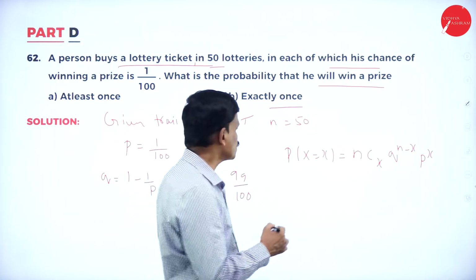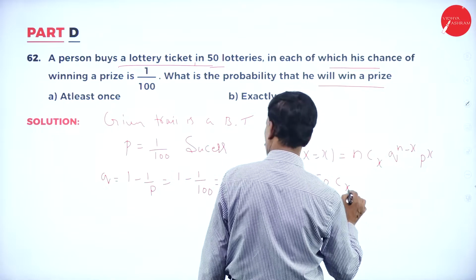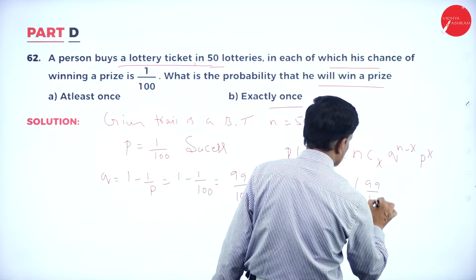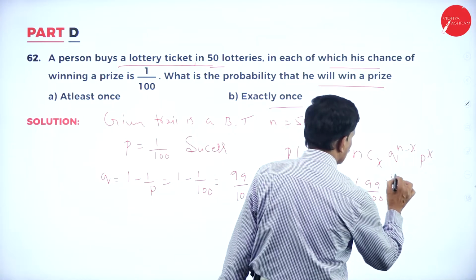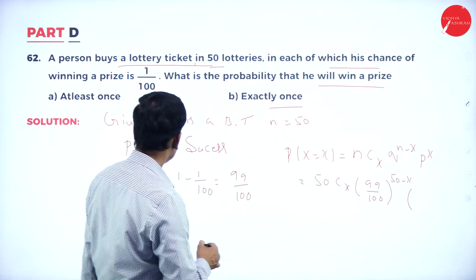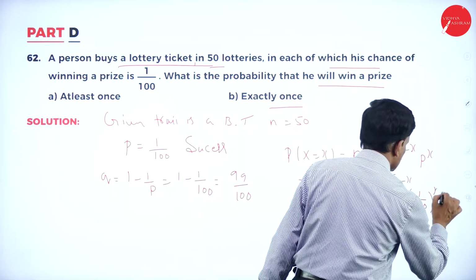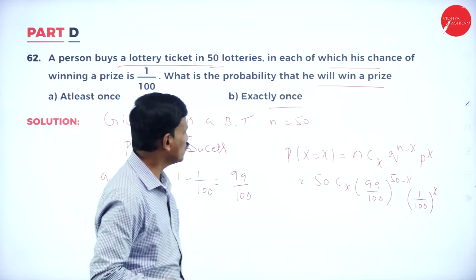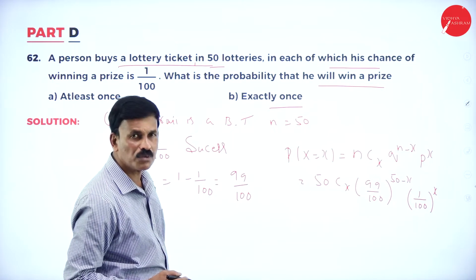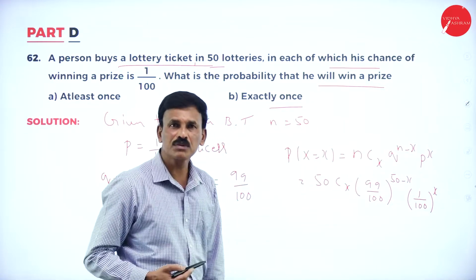Now, substitute the values. What is n? It is 50, so 50Cx. What is Q? Q is 99 by 100 to the power of 50 minus x, into P. What is P? 1 by 100 to the power of x. Okay, this is the problem. So, 50Cx into 99 by 100 to the power of 50 minus x into 1 by 100 to the power of x.